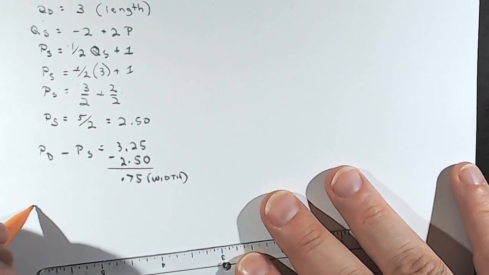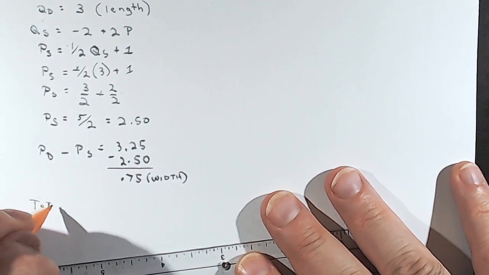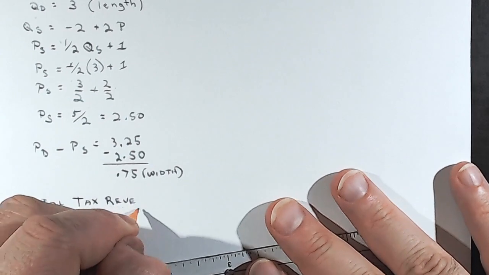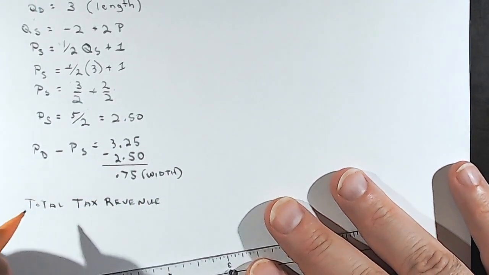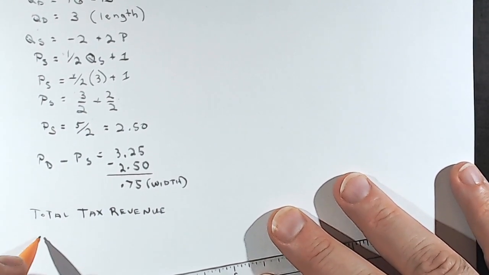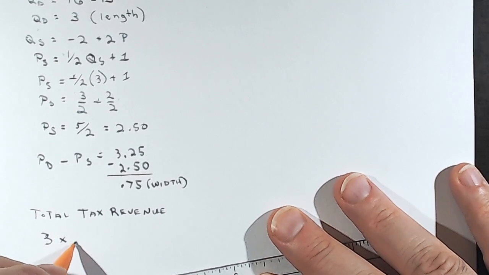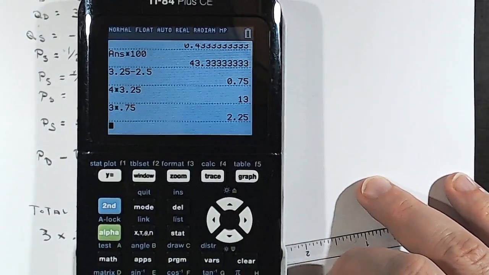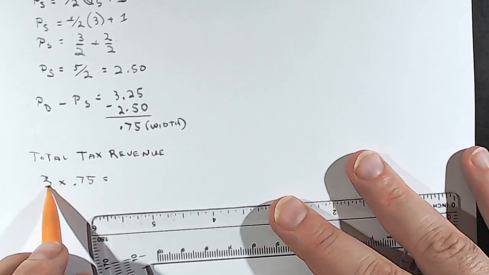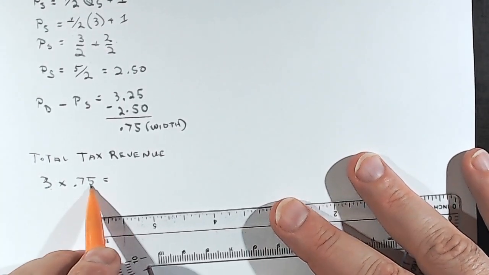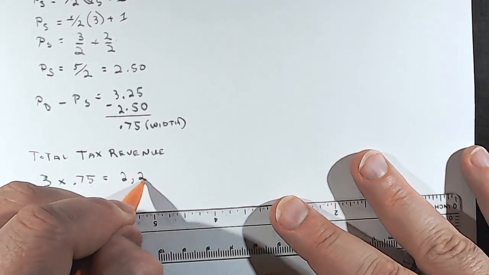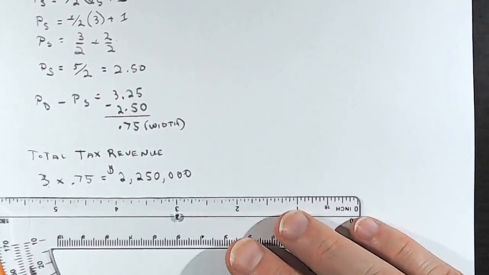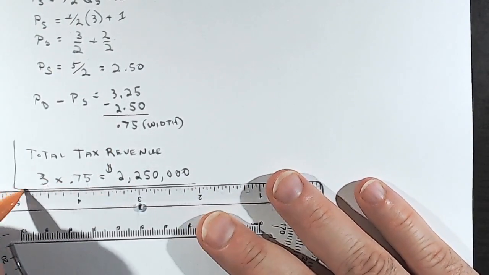Okay, well, we now find the area of the tax wedge, total tax. Total tax revenue to the government. That's going to be equal to length times width, okay, the area of the tax wedge. So that's 3 times 0.75. What is that equal to? 3 times 0.75. $2.25 million, because this is 3 million units times 75 cents, which is 2,250,000. Okay. Wow, that's a huge amount that they're taking away from this economy to fund some government program.